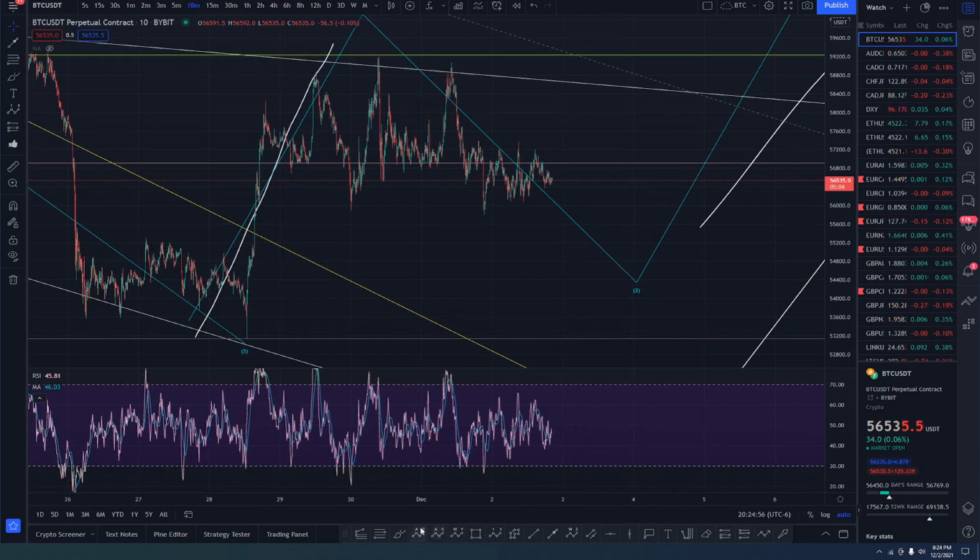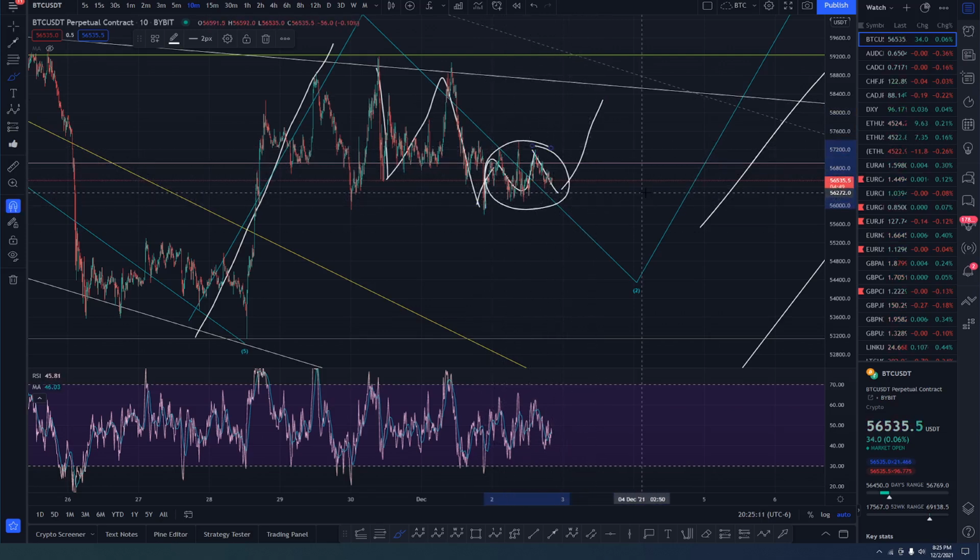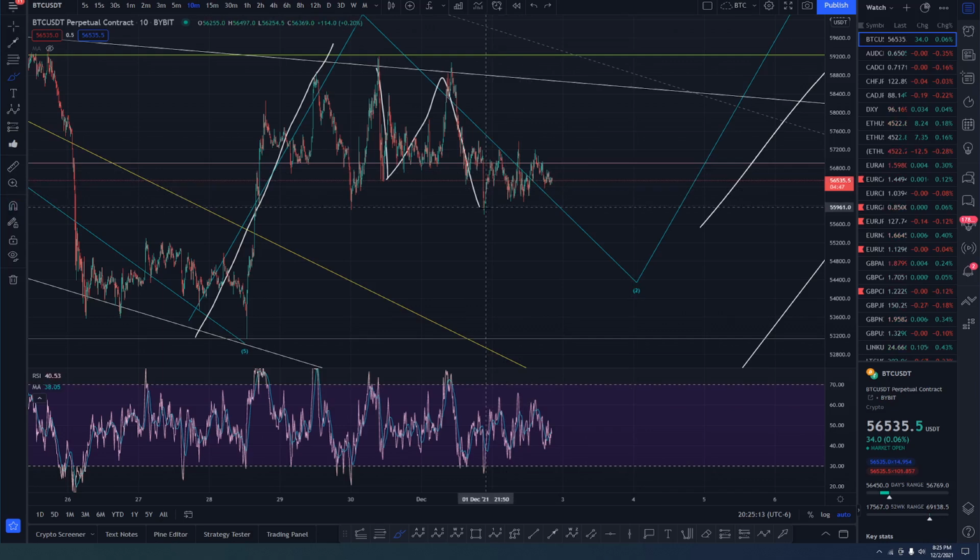So the way I'm looking at this right here, I'm looking at this as an A, B, and a C right there. Okay, then we got another 3-wave move right here, here, and then maybe like this. And so this is kind of a tricky little wave system right in here. But I'm kind of looking at it to make some kind of a 3-wave move to the upside, something like that.